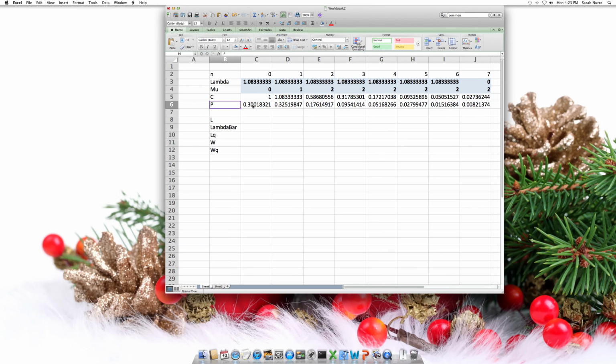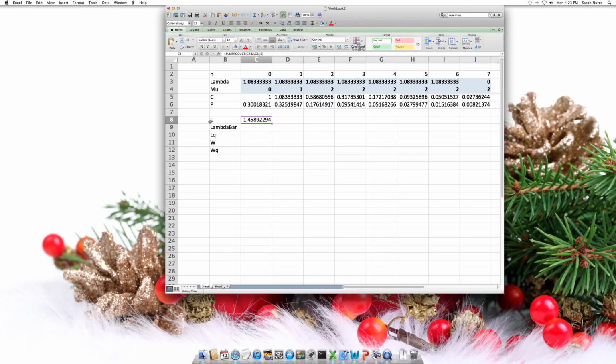And so now we have all of these different parameters, and now we want to solve for L first. We know that L equals, for every n value, the sum of n times its probability. So it's essentially 0 times this 30% plus 1 times this 32.5%, and so on and so forth. We can accomplish that with a sum product of our n and our probabilities. And so with this, we get L to be about 1.46.